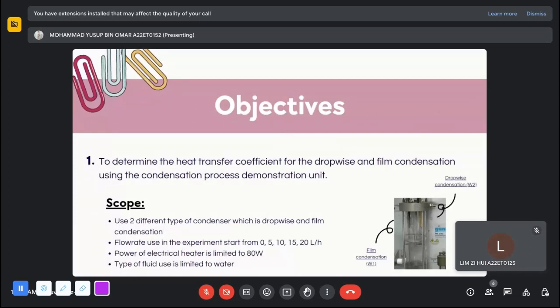So this is the objective for the experiment, which is to determine the heat transfer coefficient for dropwise and film condensation using the condensation process demonstrated here. For the scope of the experiment, we will use two different types of condenser, which are dropwise and film condensation, and the flow rates used in the experiment are 0, 5, 10, 15, and 20 liters per hour, and the power of our electrical heater is limited to 80 watts. Lastly, the type of fluid used is limited to water.